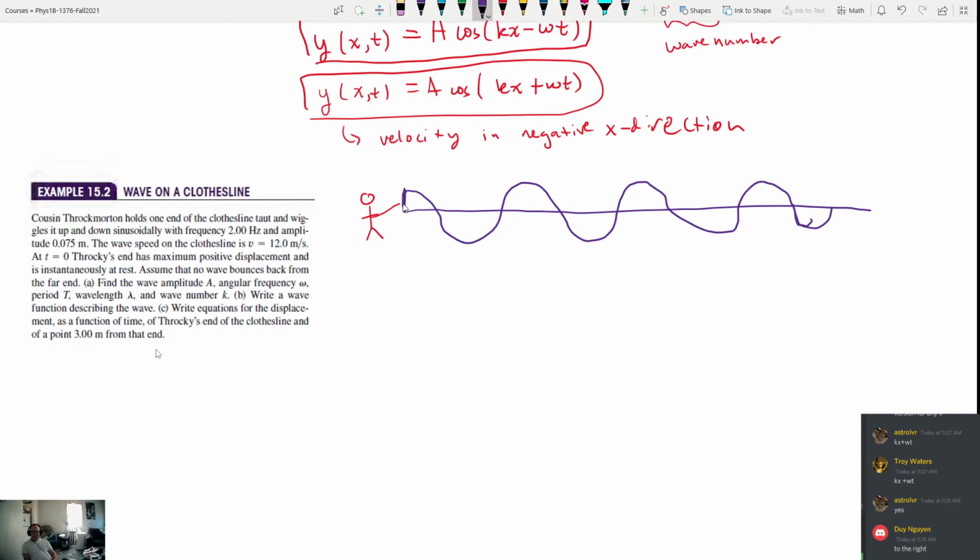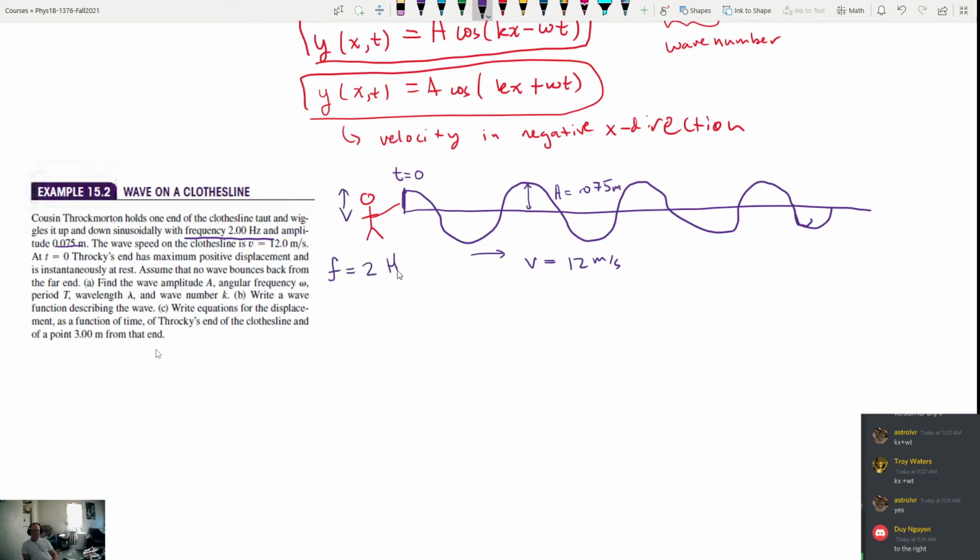We get maximum positive displacement here at t equal to 0. The amplitude is 0.075, so the height of the wave is the amplitude A, and we're being told that this is equal to 0.075 in the problem. It says the wave is moving in this direction with a velocity equal to 12 meters per second. And that's all we know. Oh, and we know the frequency at which he's moving this up and down, which is equal to 2 hertz.